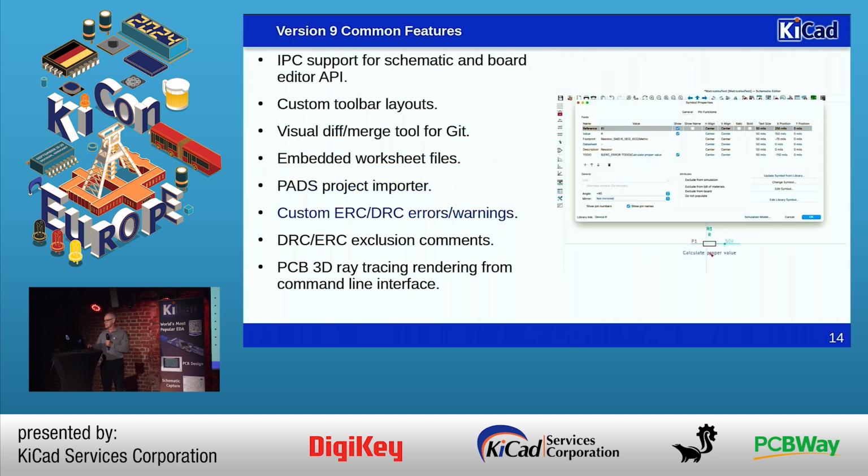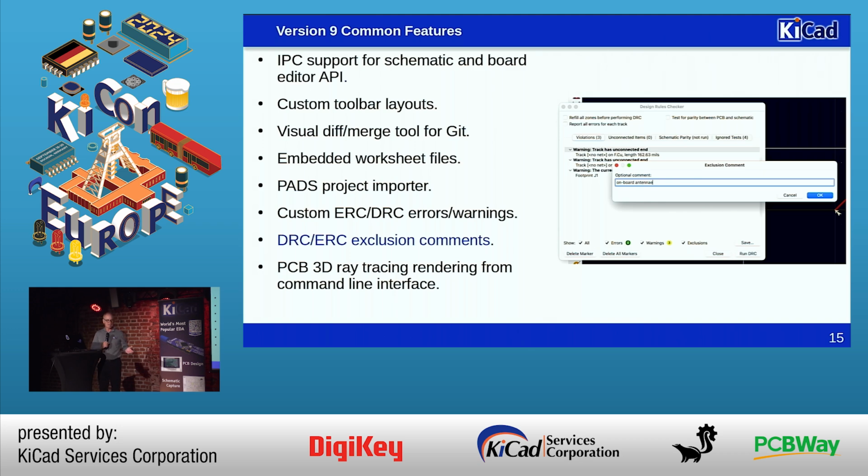Hopefully it does. Custom DRC and ERC errors and warnings. So you can now create your own custom ERC and DRC errors for various things, and you can see here he put a little note in there. Maybe you want to do some calculation. You leave yourself a note: oh yeah, at some future point I need to do this, right? And you can see in the schematic it says calculate proper value because the resistor doesn't have a value. So you can do things like that you couldn't do before.